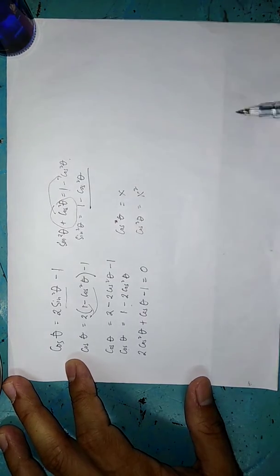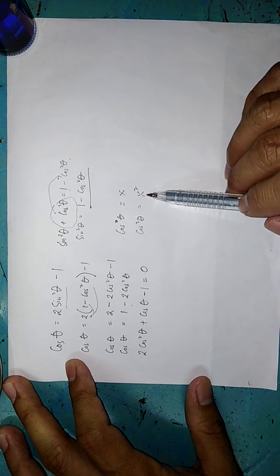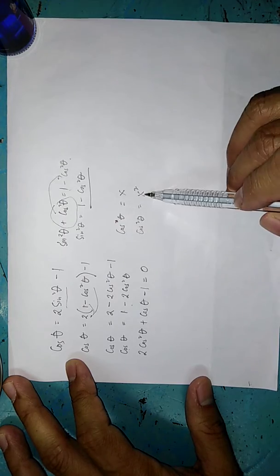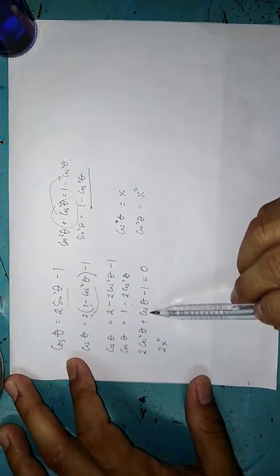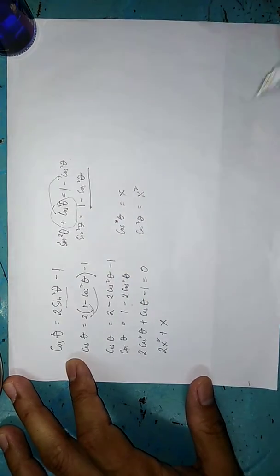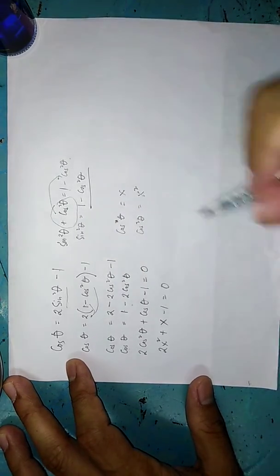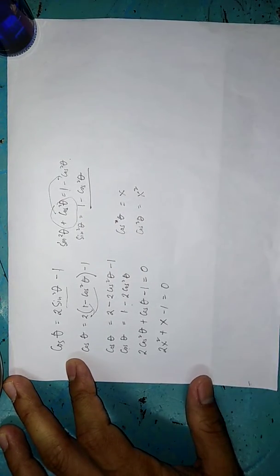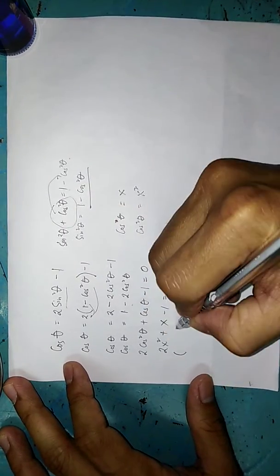Now, palitan natin para hindi kayo malito. So, yung 2 cosine squared, 2x squared. Pinalitan lang natin siya ng x squared. So, it's gonna be 2x squared. Again, yung cosine theta, papalitan lang natin ng x. So, plus x. Then, minus 1 equals 0. As you notice, quadratic yan. Paano mag-solve ng quadratic? Kailangan mag-factoring muna tayo. Tama?